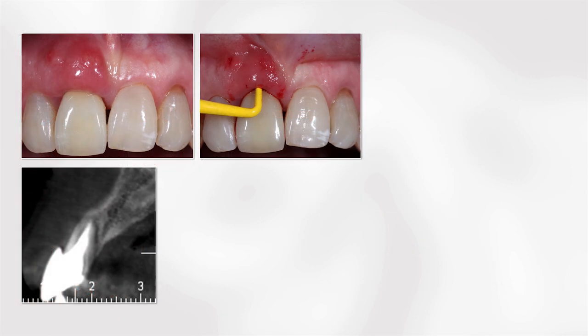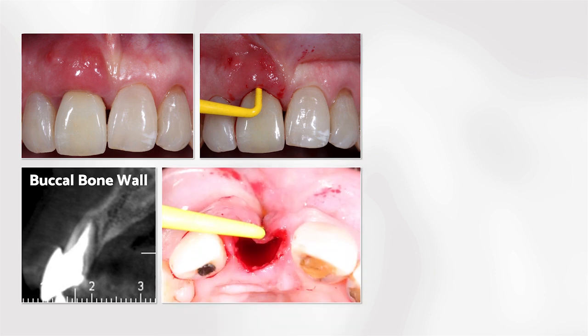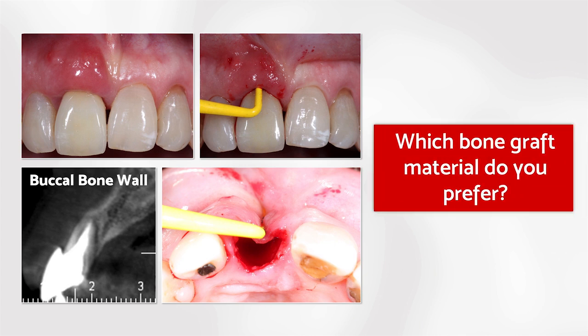Here you can see two clinical images plus the CBCT scan. And what's missing here? Of course, you know that is missing the buccal bone wall. We have already discussed this. If you only extract the tooth, we would have tissue shrinkage towards the center of the defect. But the question is, which bone graft material do you prefer?